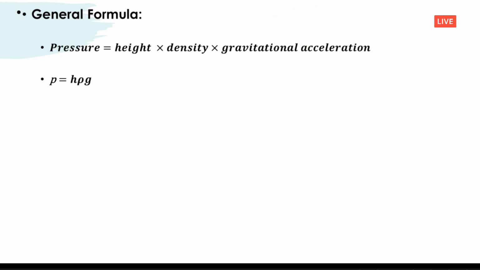So as you can see here, the general formula is the height multiplied by the density multiplied by the gravitational acceleration, which is H rho g. So in that formula, you just remember that H can mean the height of the water column or the depth below the surface of the liquid.